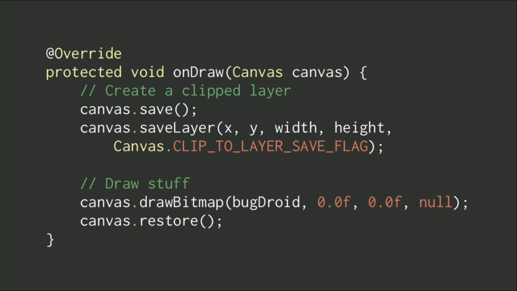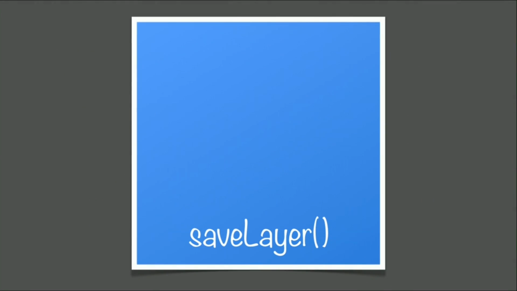The first type of layer is what we call clipped layers. When you call the save layer method on the canvas, you can pass a flag as the last parameter. Here we pass the value clip to layer save flag. Then we draw stuff. What this method does is very simple. Here we have our canvas. We invoke save layer, and we're going to create an off-screen bitmap. You can see that as a second canvas.